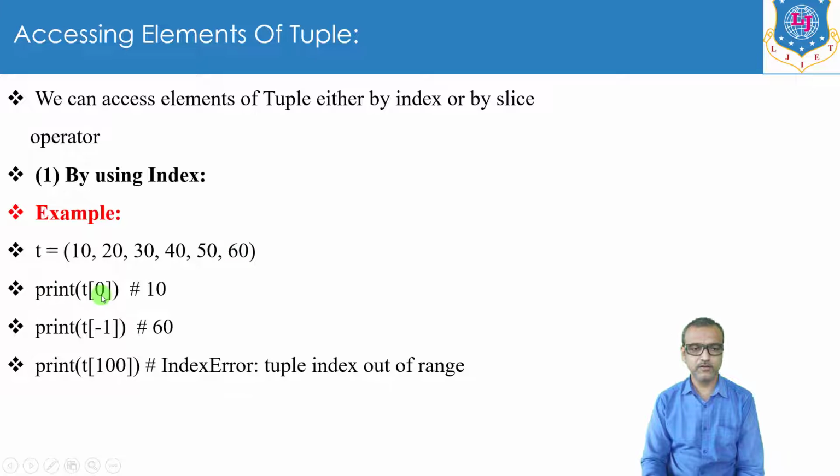So print of t of 0. What will be the output of this print statement? At index 0 we have 10. So the output of this print statement will be 10.